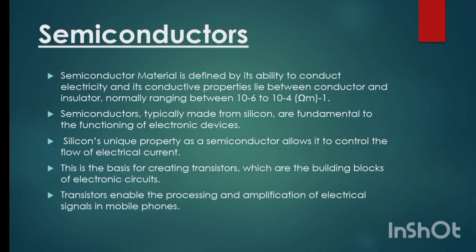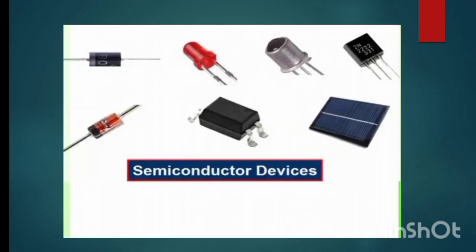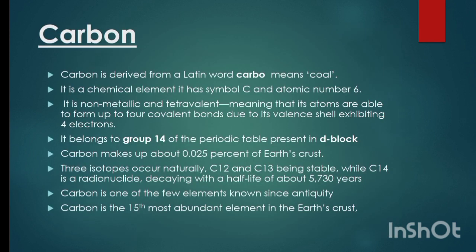Semiconductors. Let's see what semiconductors are. Semiconductors are materials whose properties lie between conductors and insulators, and they can behave as conductors. Semiconductors are typically made from silicon and are fundamental to the functioning of electronic devices. Silicon's unique property as a semiconductor allows it to control the flow of electrical current. This is the basis for creating transistors, which are the building blocks of electronic devices. Transistors enable the processing and amplification of electronic signals in mobile phones. Here are some transistor devices or semiconductor devices.